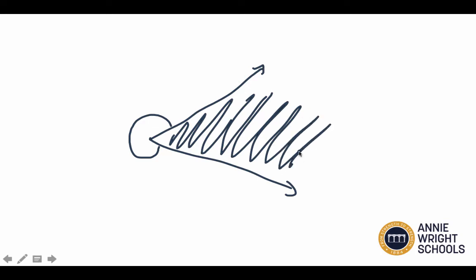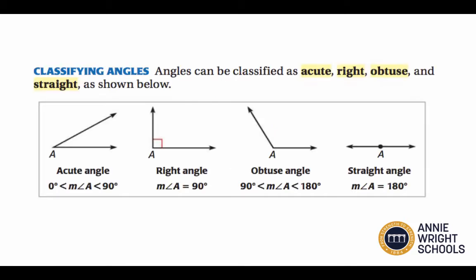So I skipped over a slide and we'll go back to it. One I'm sure you know, one that you need to know, and that's that angles can be classified as acute, right, obtuse, or straight. So straight angles just means straight line. Good? Straight angles mean straight line. Right angles you know, acute angles you know, obtuse angles you know. We've talked about all this.